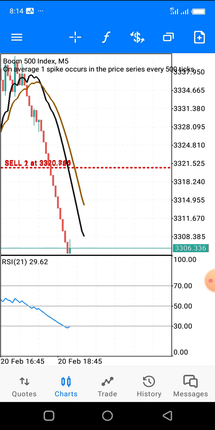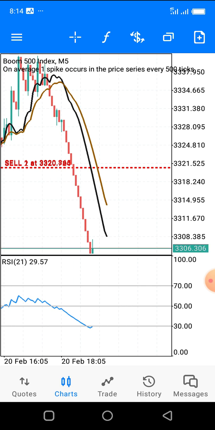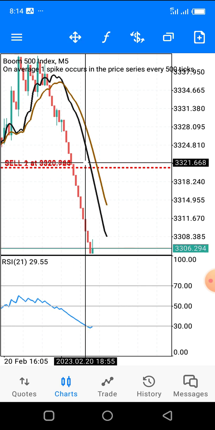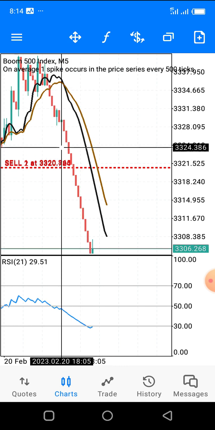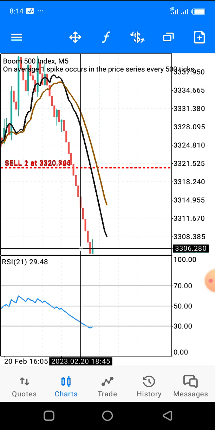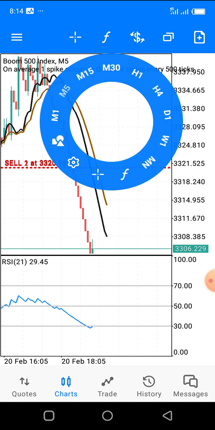Now, as you can see on the 5 minutes time frame, once the crossover happened, the market began to fall, and it is still falling. Now, I'm not going to close this trade yet because it still has more fall to happen. More fall is going to come, so I'm not going to close it yet.